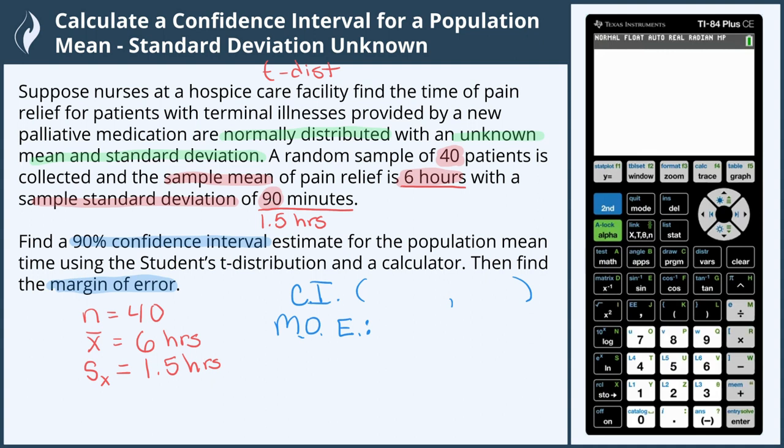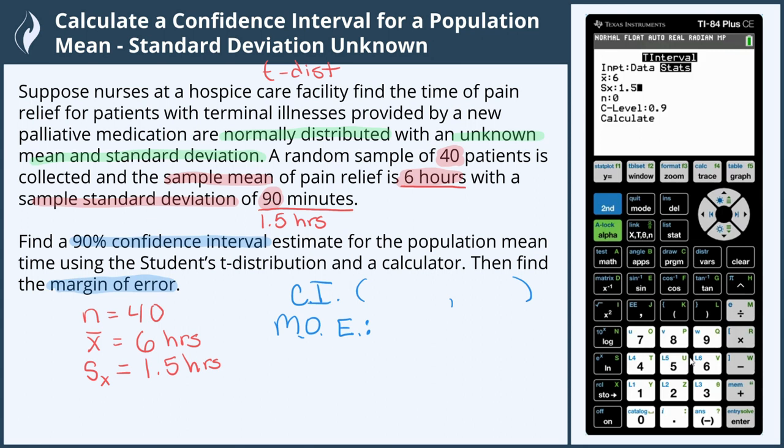To find the confidence interval, we'll use our calculator, and to find this, we will go to Stat, and then arrow over to Tests. The t-interval is number 8, and we can arrow down to it or just press 8. We don't have the original data, but we do have the stats. So let's go ahead and enter in our mean, which we found is 6 hours. We also have a sample standard deviation, which is 1.5 hours.